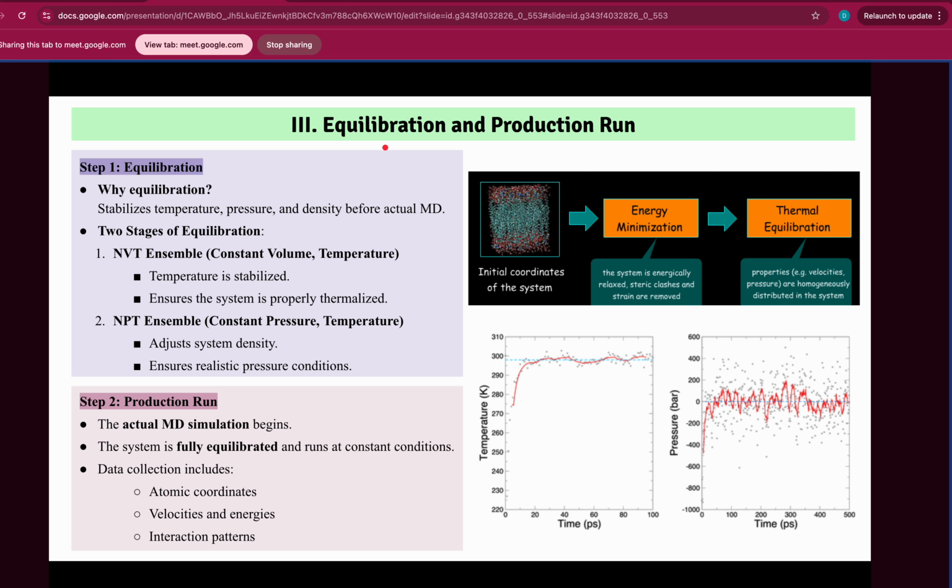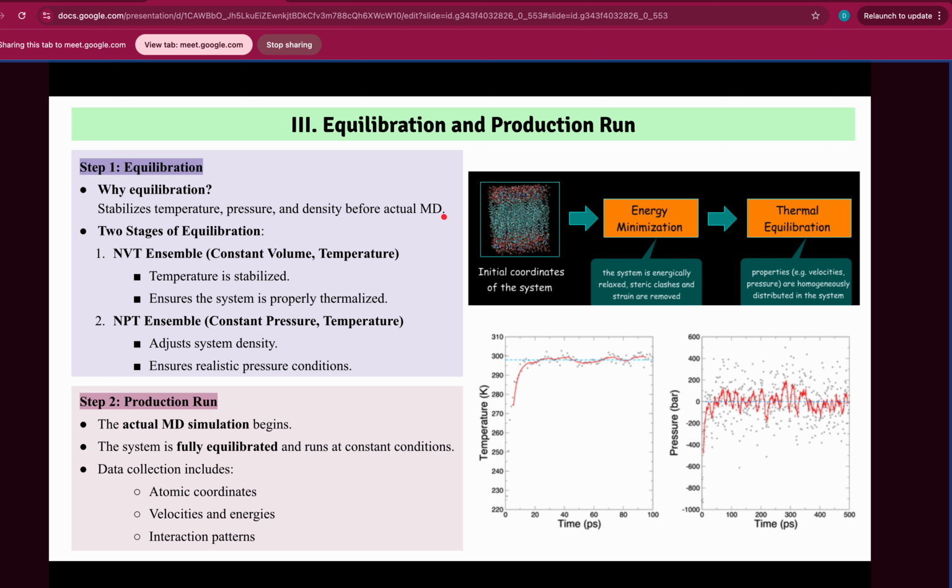Okay, so now you have minimized the structure. Now we need to perform equilibration, and ultimately we'll proceed with the production run. So why do we need to perform equilibration? Because we stabilize the temperature, pressure and density before the actual MD.